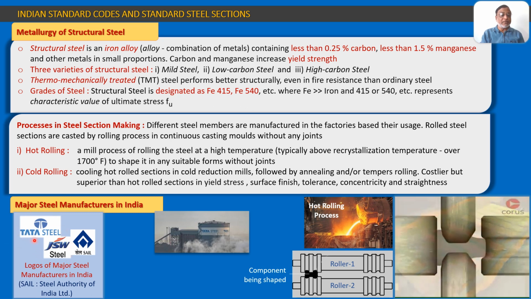The second is JSW Steel. This is of the Jindal Group. And the third is SAIL. The long form of SAIL is Steel Authority of India Limited. So these are the logos of three major steel manufacturers in India.